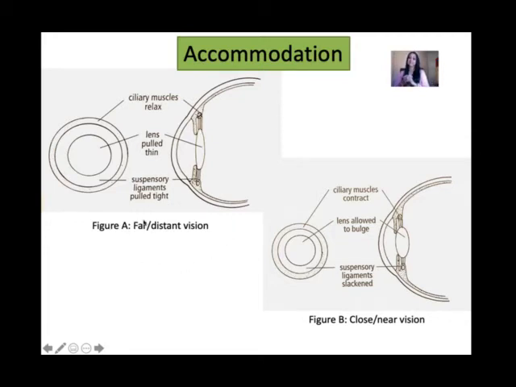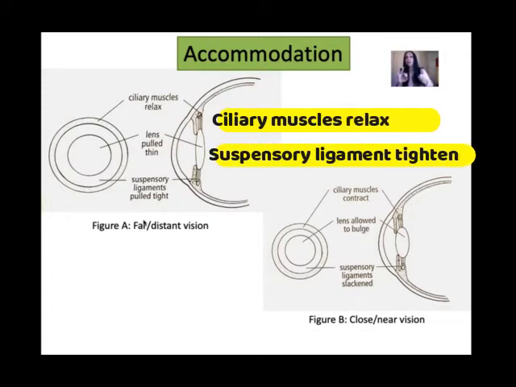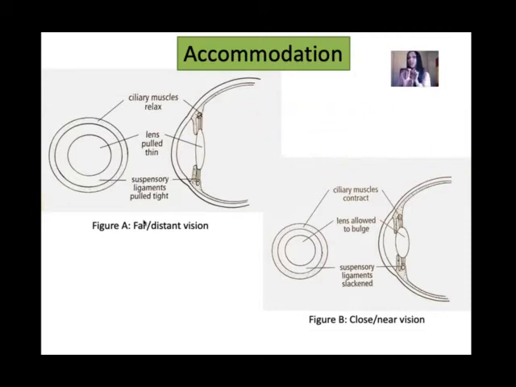What happens? Three things occur. My ciliary muscle has to relax. My suspensory ligaments become pulled and tighter. And that brings about the change in the shape of my lens. My lens starts to become longer, thinner and narrower.